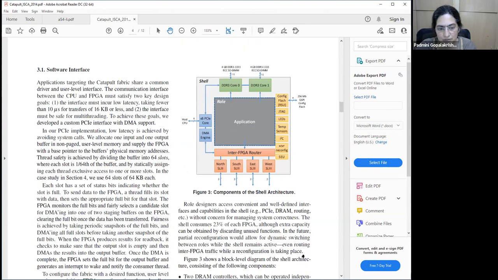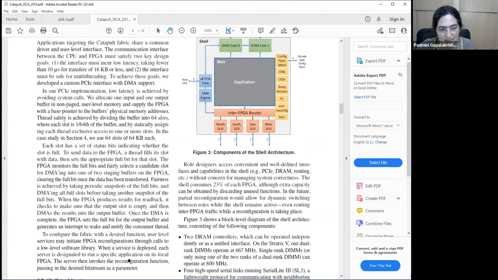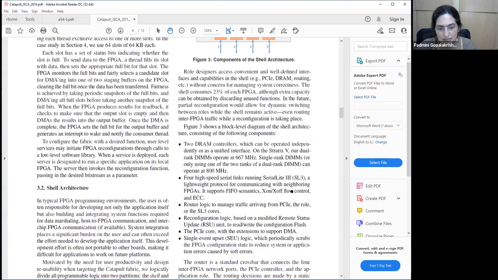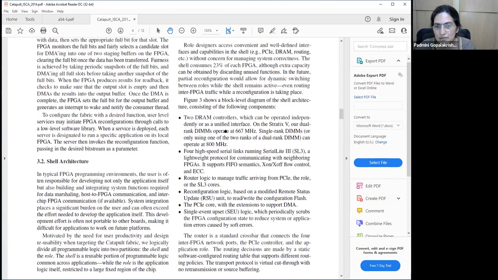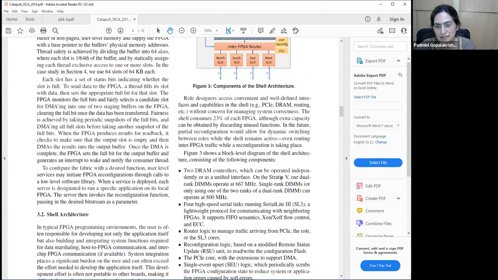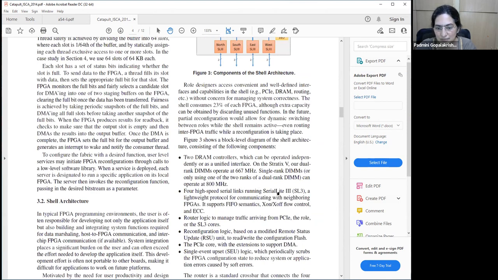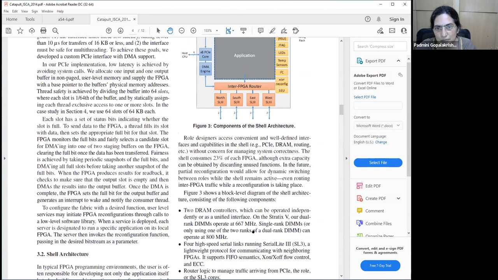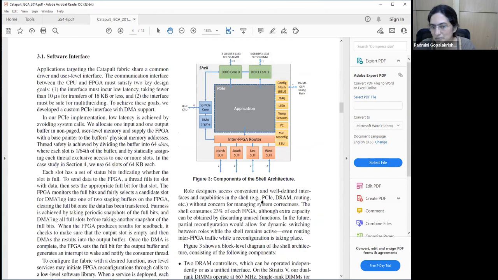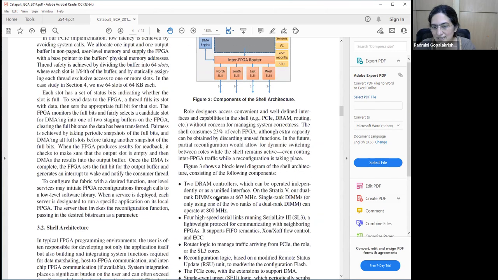Okay. So the shell architecture, basically, they say it is about 23% of each FPGA. And if you look at all these, they have 2 DRAM controllers. And this is to Diksha's point that you can see the speed at which the memory runs, right? The DIMMs run at 667 megahertz, or if they are using just one, it can run at 800 megahertz.